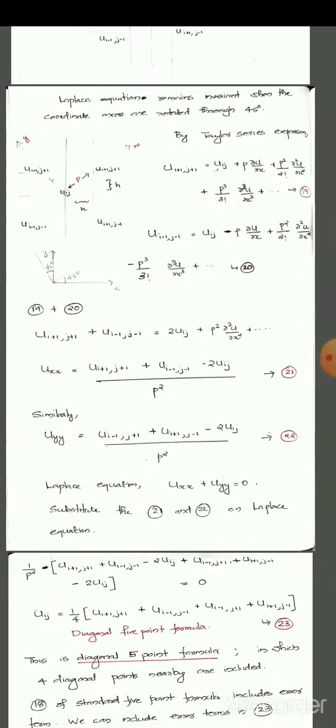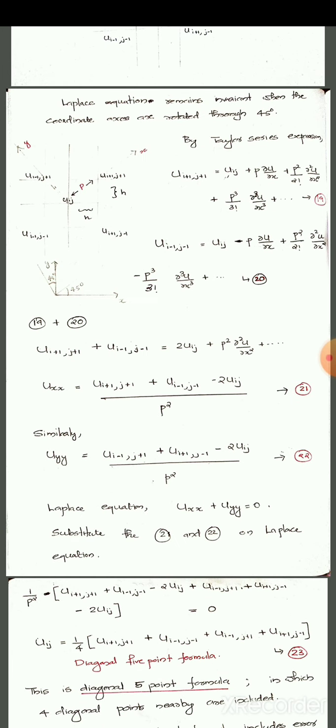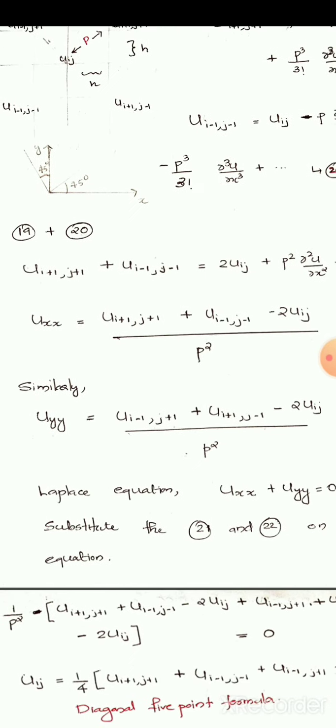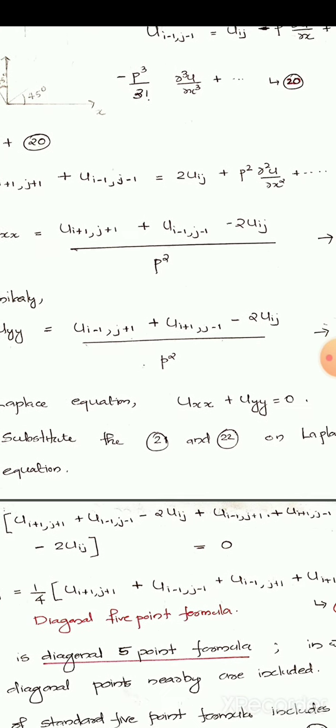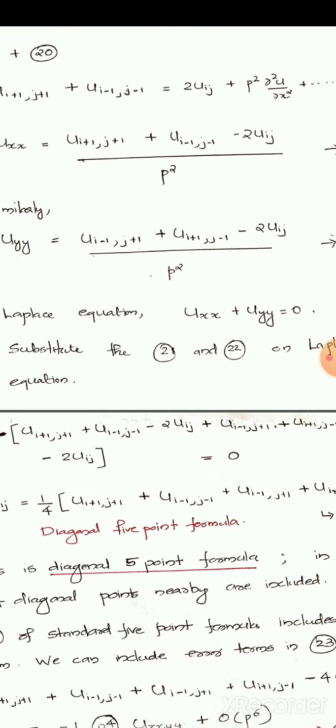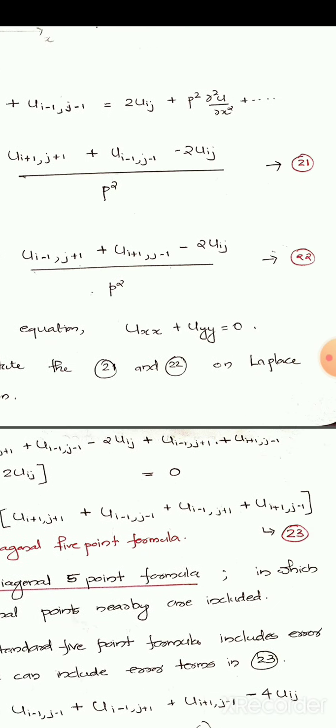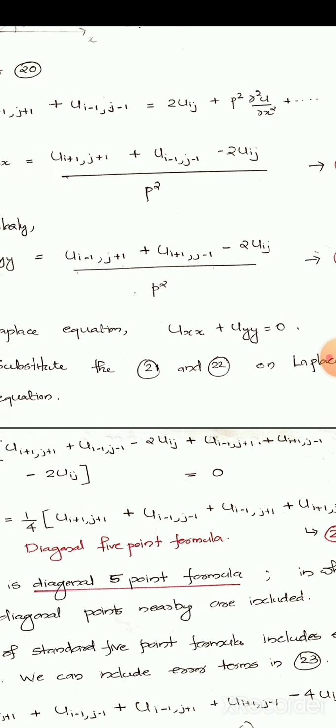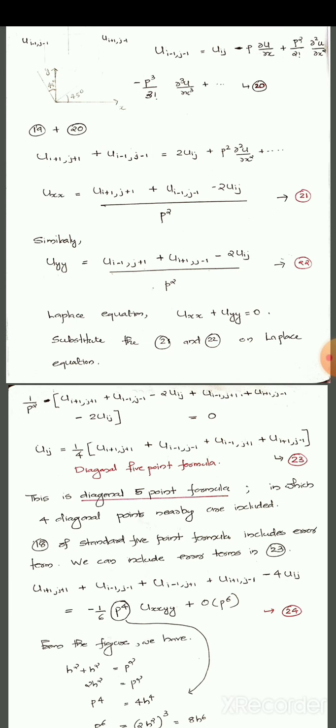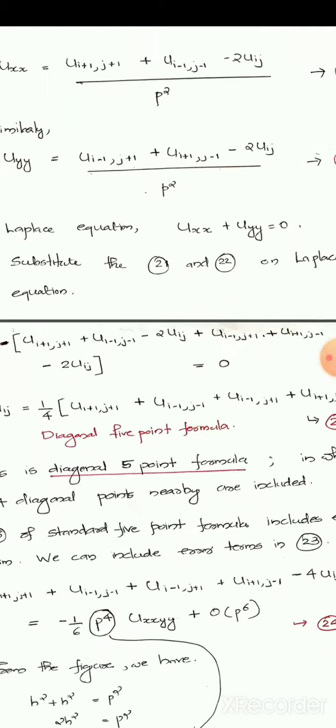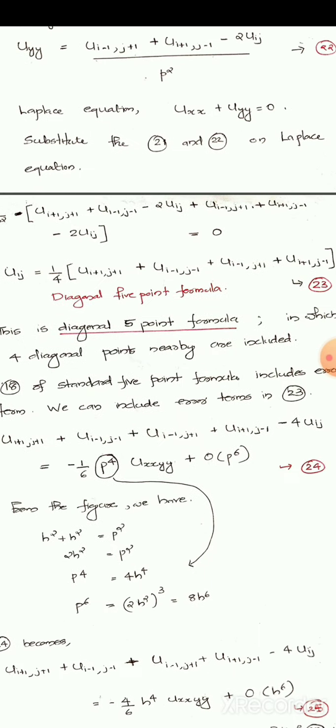Adding equation number 19 and equation number 20, we get uxx as follows. Similarly, changing to uyy, we also get it. We can put it as equation number 21 and equation number 22. The Laplace equation is uxx plus uyy equal to 0. So substituting this, we get the diagonal 5-point formula. It is represented as equation number 23.